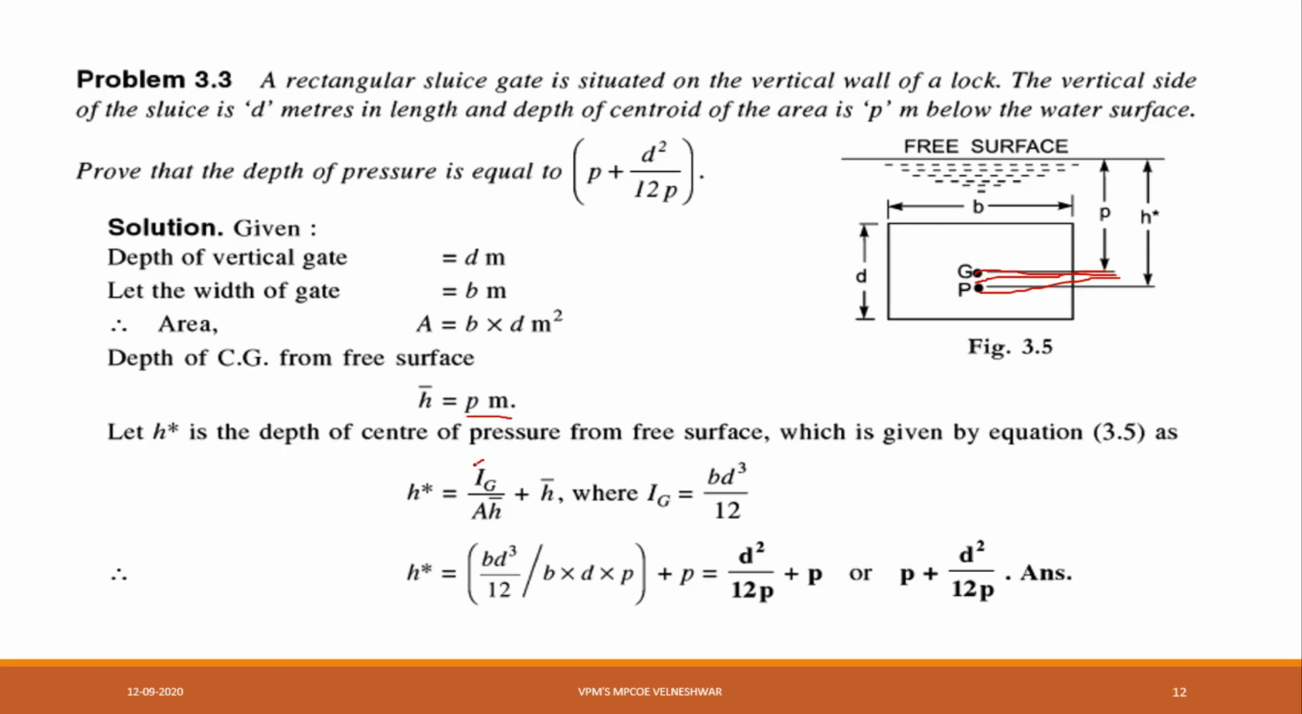Now h star is equal to Ig divided by A h bar, plus h bar. As it is rectangular, the formula for moment of inertia is b d cube by 12. Now h star is equal to b d cube by 12 divided by area b into d into p, plus p. Now here b cancels, and d cube by d leaves d square. So the remaining is d square divided by 12p plus p, that is equal to p plus d square divided by 12p. The same value is there. Like this we have to find. This is a small derivation he has given, only one time in your examination. So for this purpose I have solved this sum once again for you.